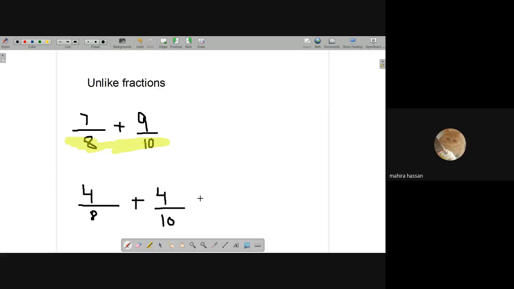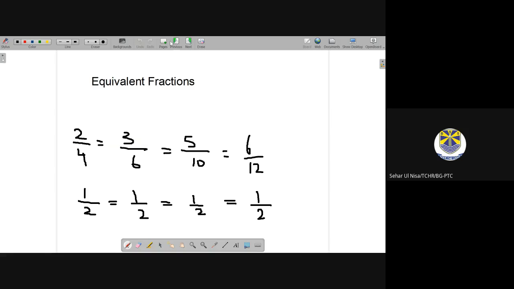Okay, so now you can see in this example that the numerators are the same but the denominators are different, so it will be an unlike fraction. You will not get a like fraction, because the numerators are the same but the denominators are different, so this will be an unlike fraction. After that, any question regarding this?